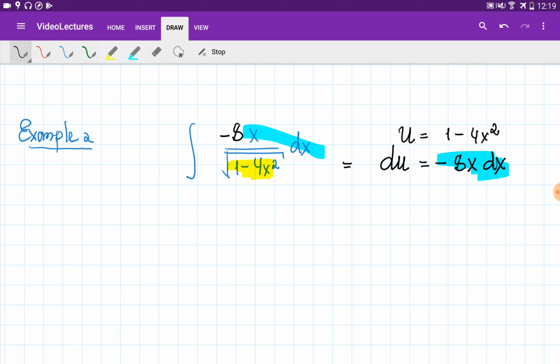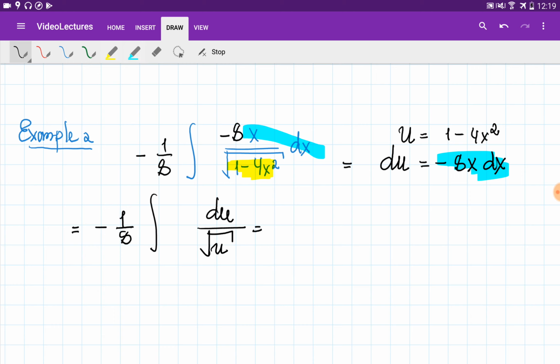Since I'm multiplying everything by minus 8, I have to multiply by minus 1 over 8 as well, because minus 1 over 8 and minus 8 are going to cancel each other, and I'm going to have the same integral as the initial one. So it's going to be minus 1 over 8 times the integral. The numerator now is going to be simply du, and in the denominator we're going to have the square root of u, right?